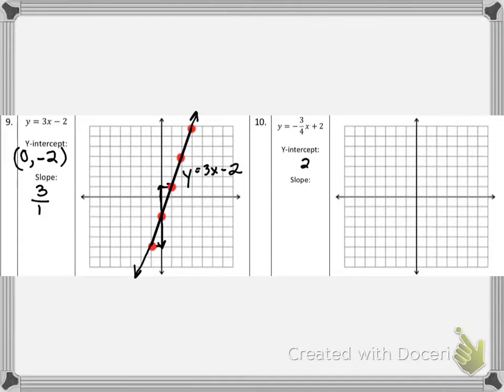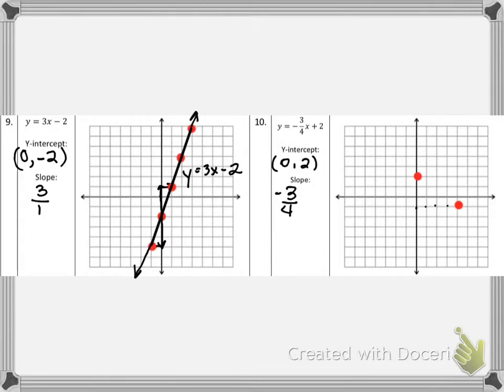Our y-intercept is (0, 2), and the slope is negative 3 over 4. So we start at 2, we can go down 1, 2, 3 units, and then over 1, 2, 3, 4 units. It looks like the other point would fall off the graph, so I can't have another point on that side.